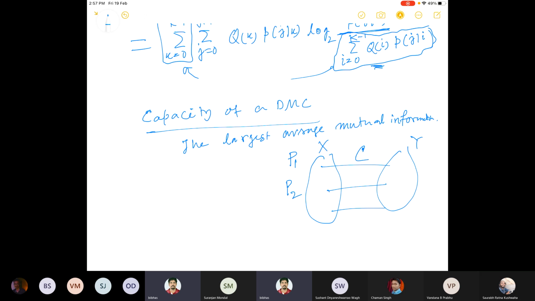Now I change my probability distribution. Then there will also be a mutual information between X and Y. Then again I change my distribution to P3. Then again I will have a mutual information.